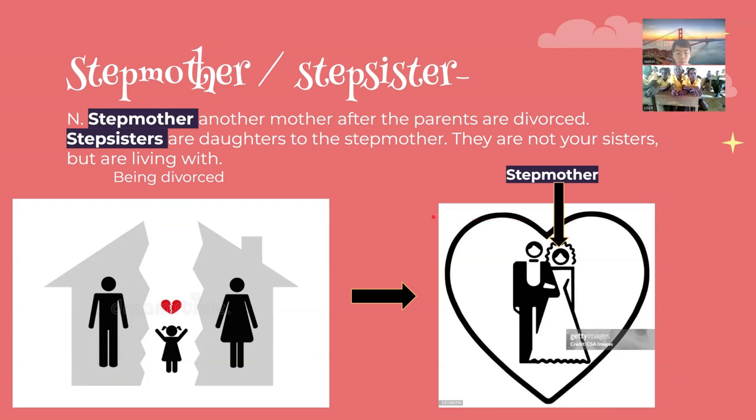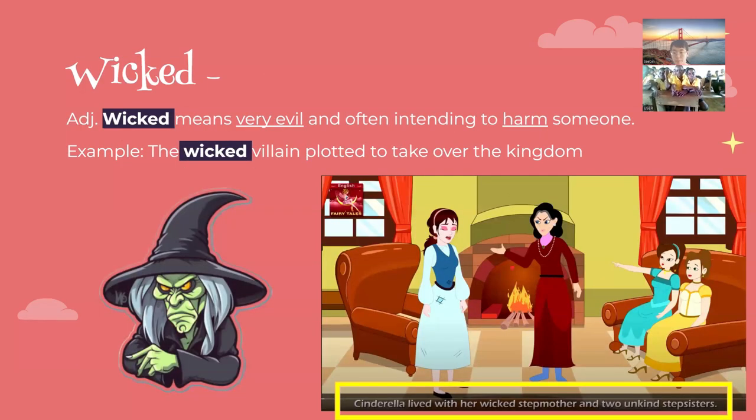But on the right, when the daughter's father gets married to another person, then that would be your stepmother, someone who is not your actual mom, but another mother who your father married. So she would be your stepmother. Yeah, that was about stepmother and stepsisters.